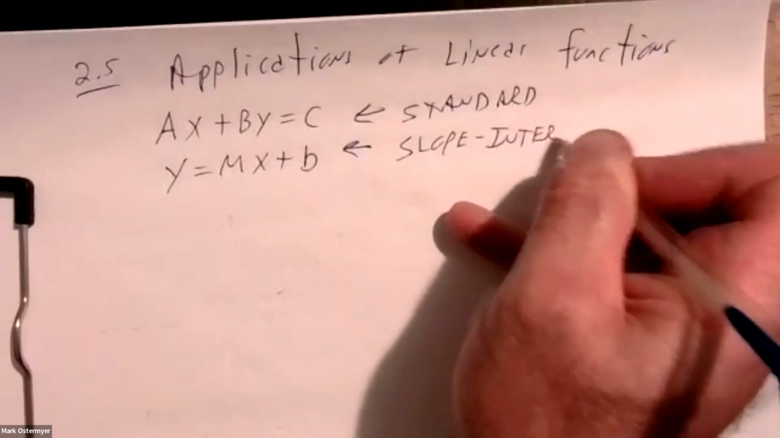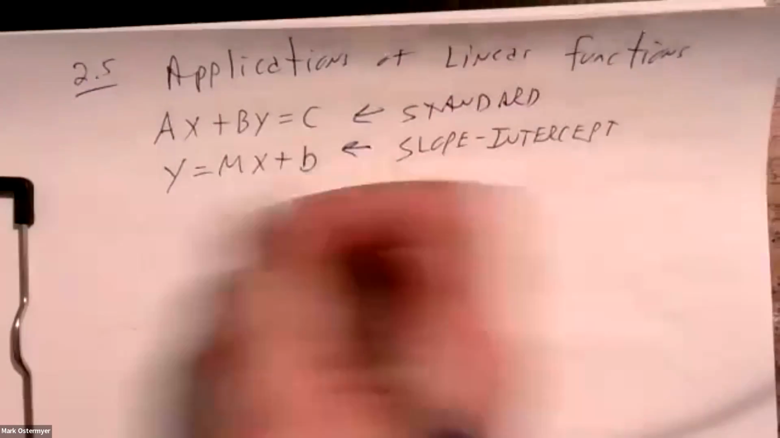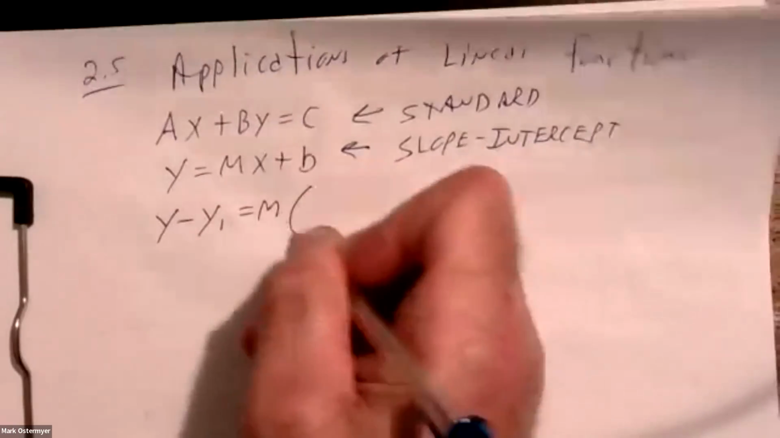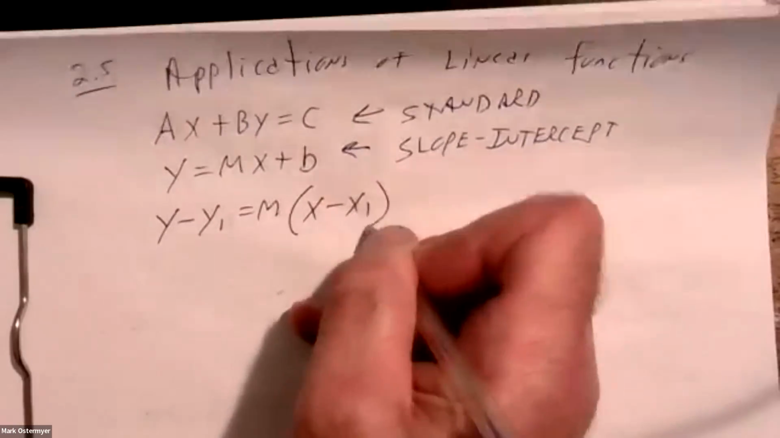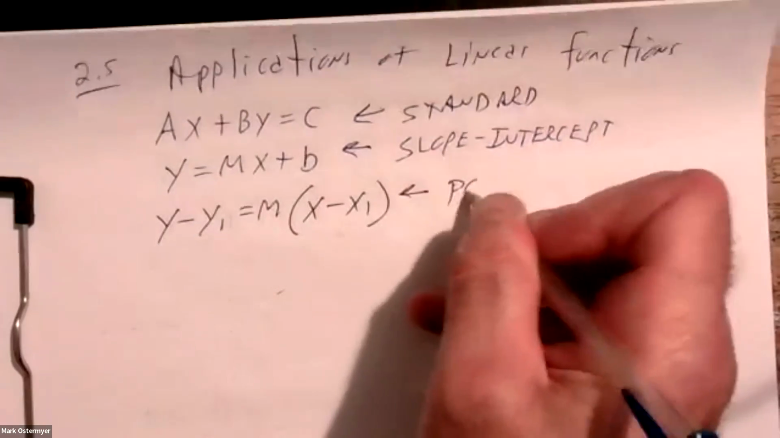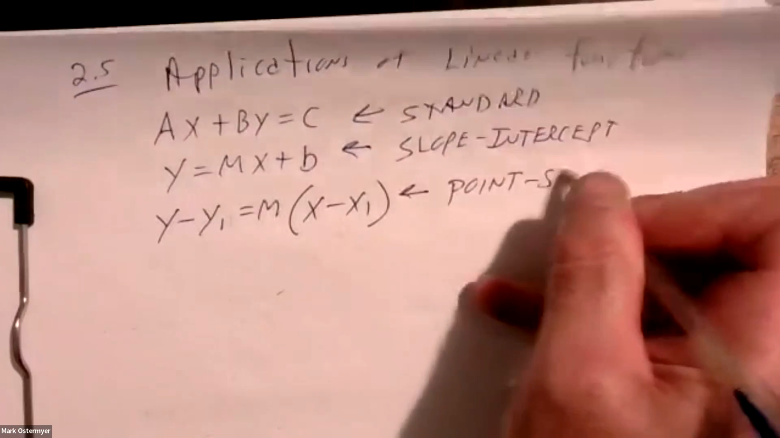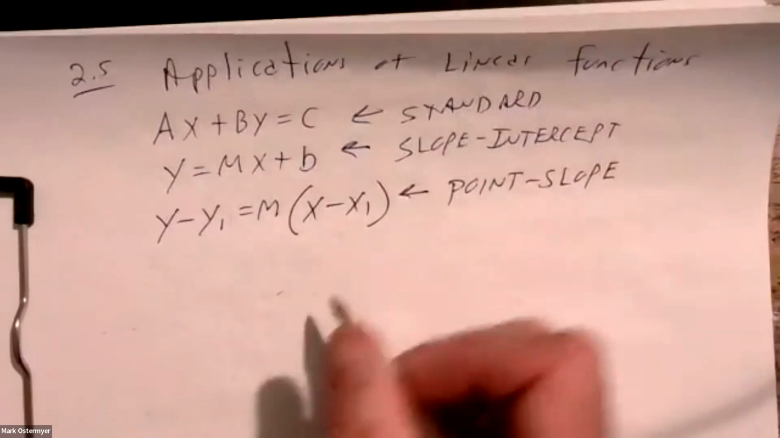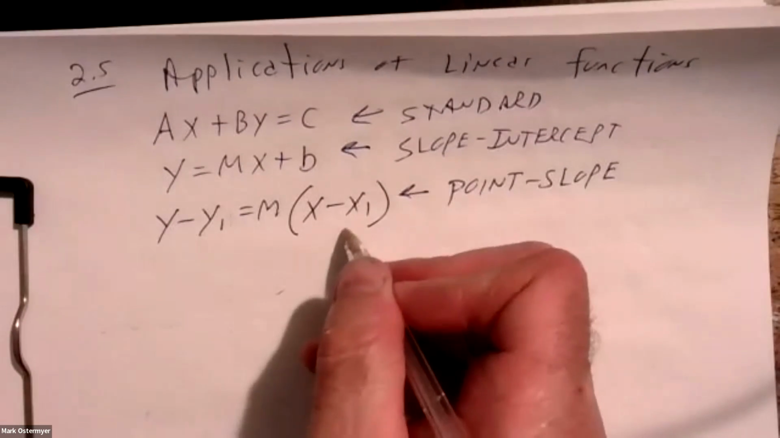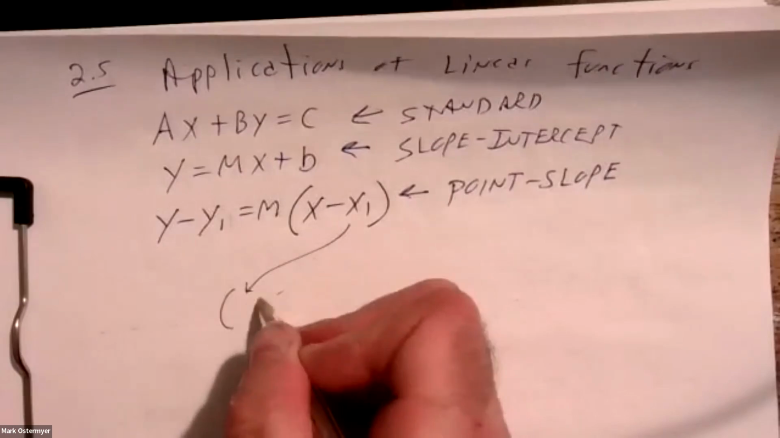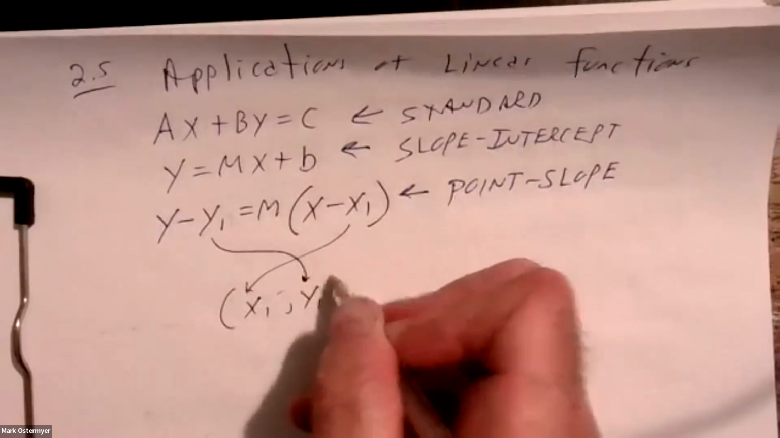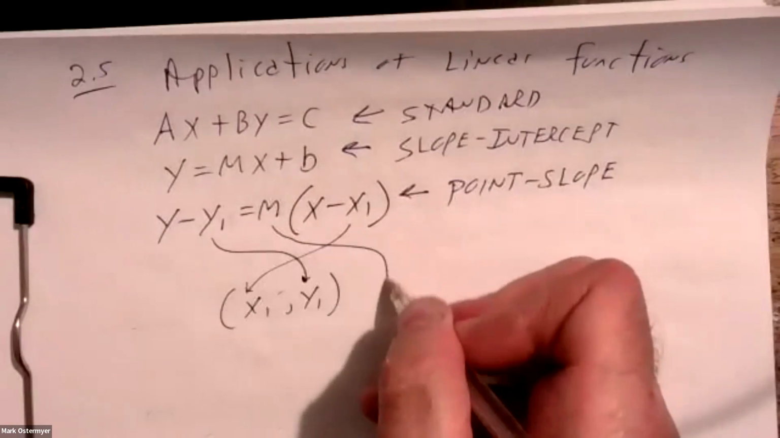There is another form for a linear equation. It's called point-slope form. y minus y1 is equal to your slope m times x minus x1. This can be derived just by using your slope formula. This is called point-slope form for a linear equation. They call it point-slope form because from the equation, you can read off a point that lies on your line. And that point that lies on your line would be the point (x1, y1). And of course, m is the what?